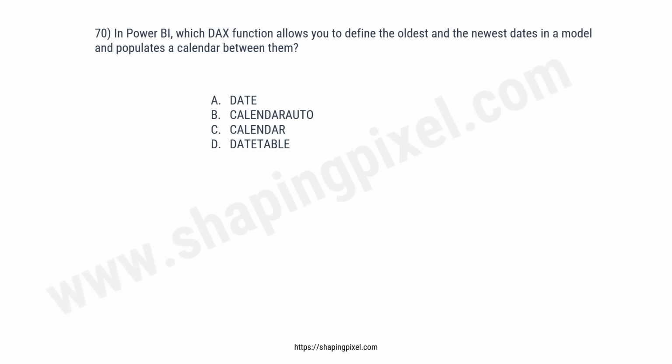Question number 70. In Power BI, which DAX function allows you to define the oldest and the newest dates in a model and populates a calendar between them? And we have four options: date, calendar auto, calendar, date table. So the right answer here is option C, calendar.